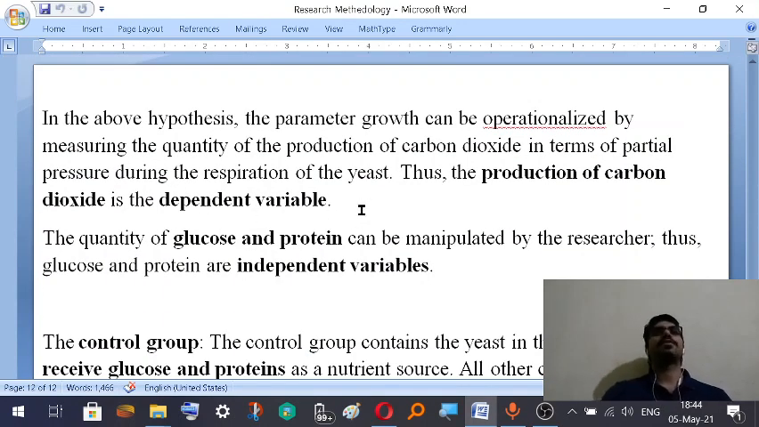Now, like we discussed before, here we can see that production of carbon dioxide is something dependent. It is dependent variable because it will depend upon the protein and glucose. The more protein and glucose we put in the medium, the more carbon dioxide is produced. Therefore, we can say that glucose and protein are independent variable.